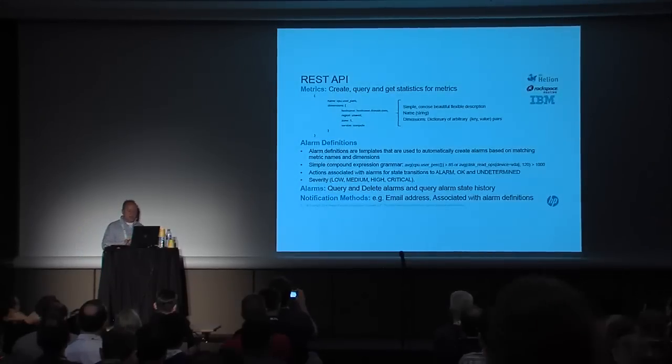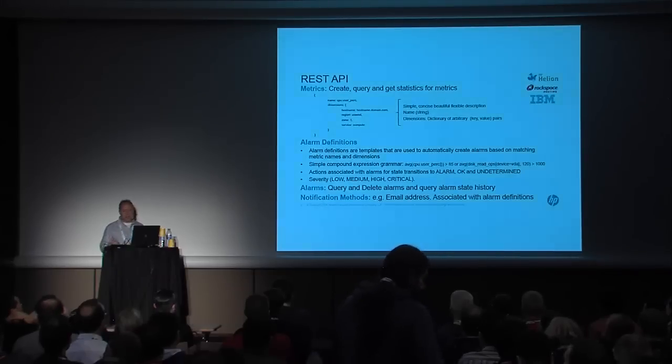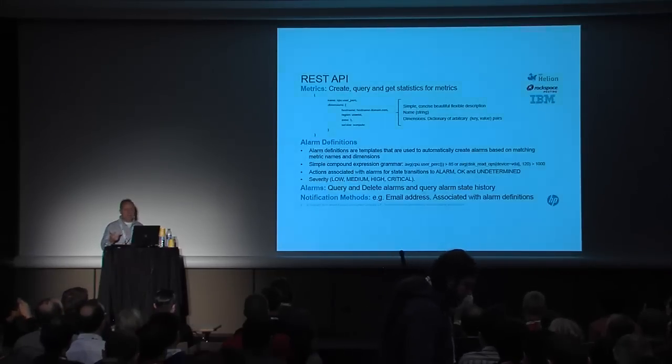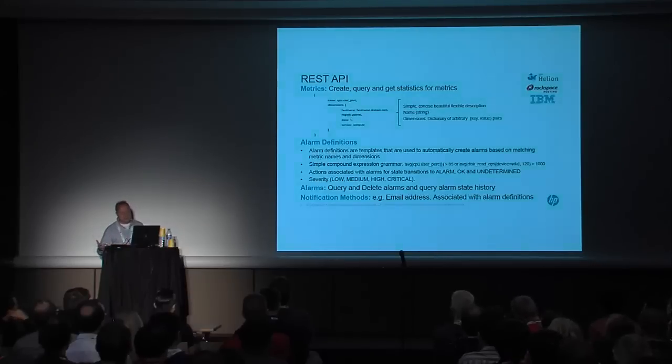It has a simple compound expression grammar shown there. We have actions associated with alarms. There are three states of an alarm: alarmed, okay, and undetermined. When you transition, we have actions which result in notifications that can be sent. If you associate a notification, like send an email, when we transition to the alarm state, we'll send that. When we create these alarm definitions, we can also say it's low, medium, high, or critical.